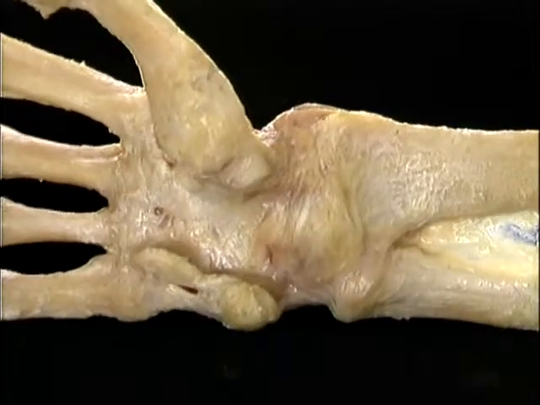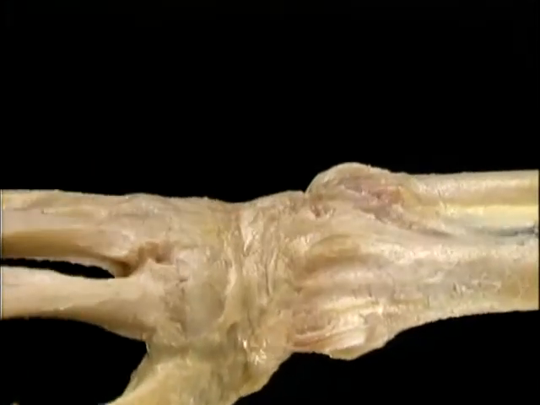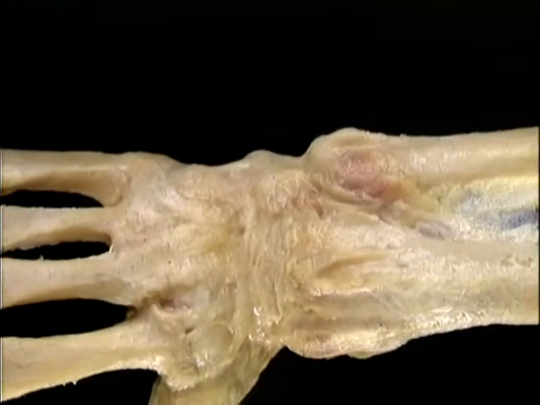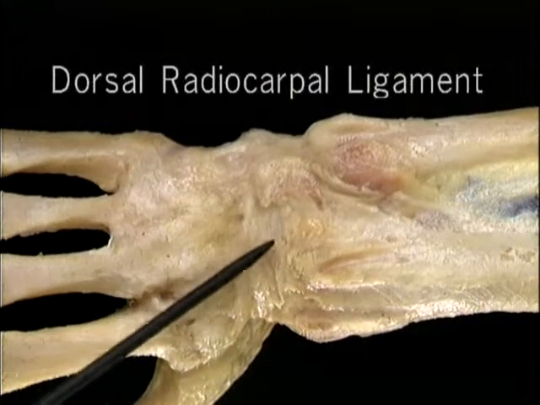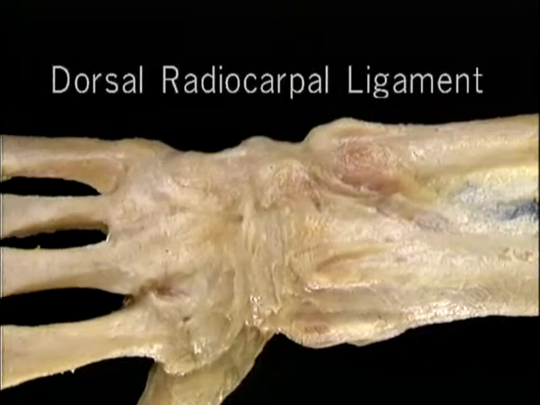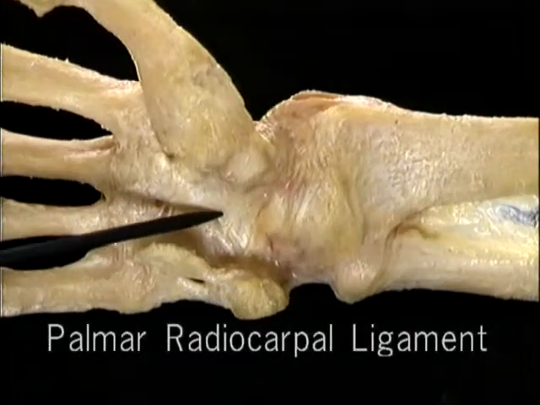Here's the wrist joint with the joint capsule intact. The joint capsule is thick and strong all the way round the joint. On the extensor aspect, the capsule forms the broad dorsal radiocarpal ligament. On the flexor aspect, it forms the palmar radiocarpal ligament.